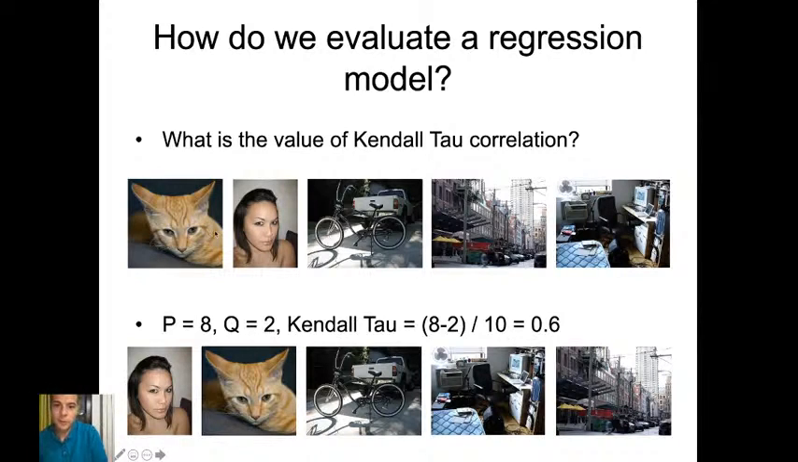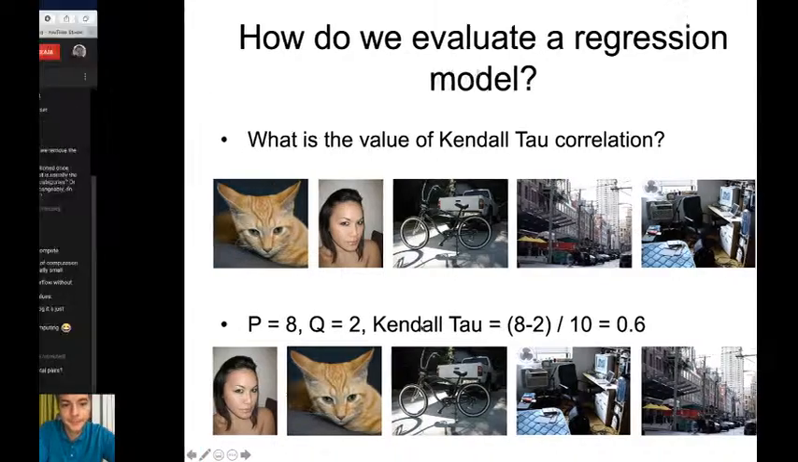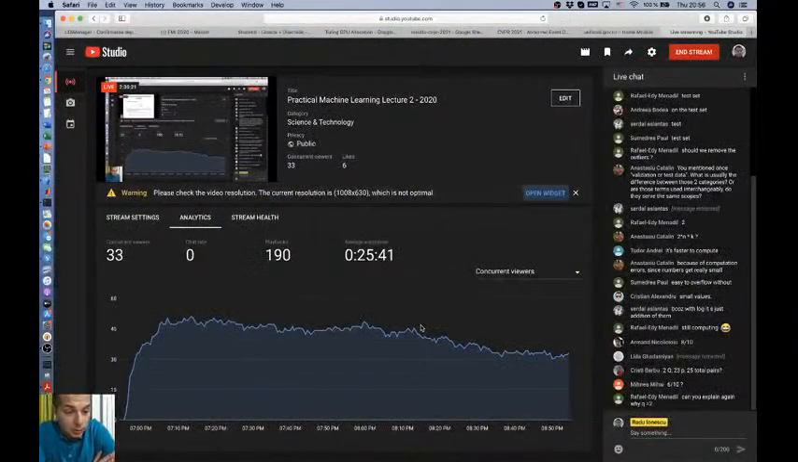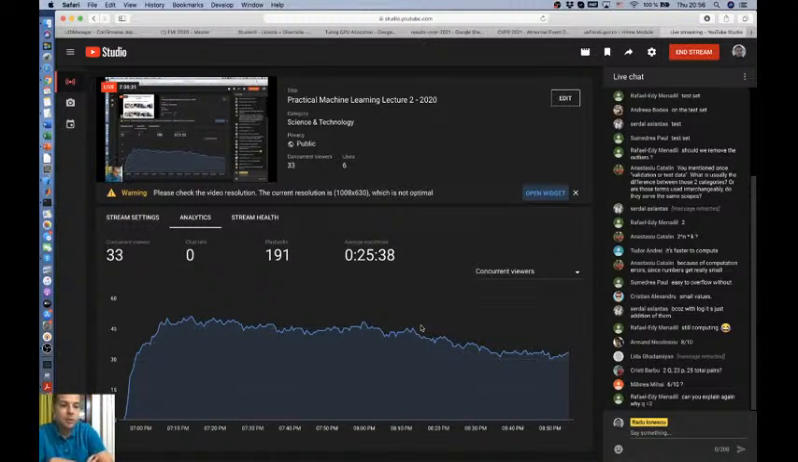Otherwise, if you take, I don't know, the woman and the bike, they are concordant. The woman and the street scene, they are also concordant. They are always in the same order. The woman is before the scene, the bike is before the office and the street scene, and so on. So the only 2 that are in reverse order are these 2 pairs. So we have 2 discordant pairs, so Q is 2. Q is the number of discordant pairs. All the rest are concordant.